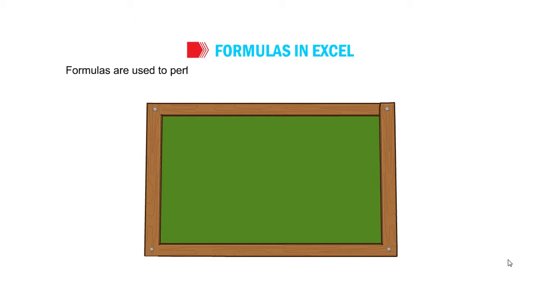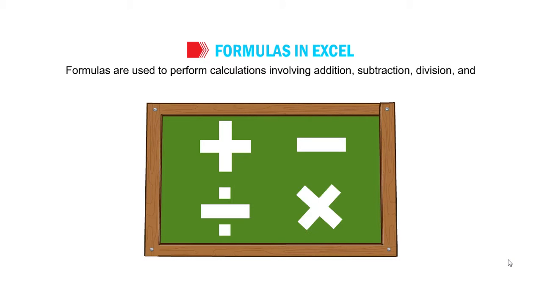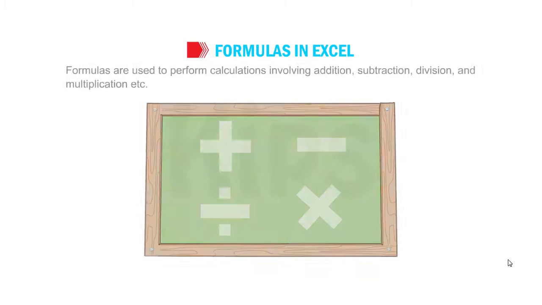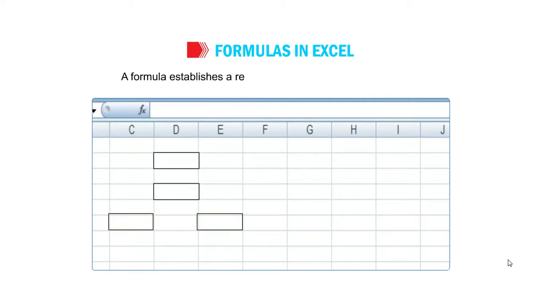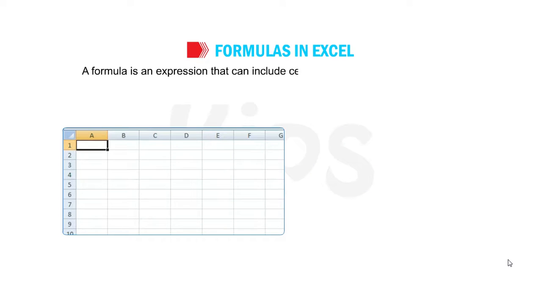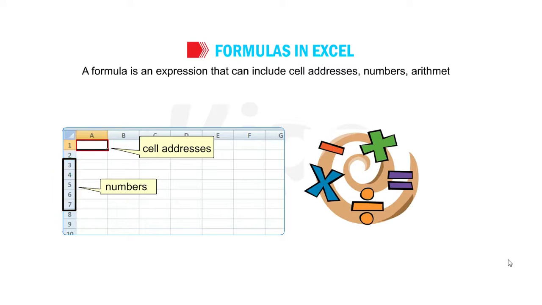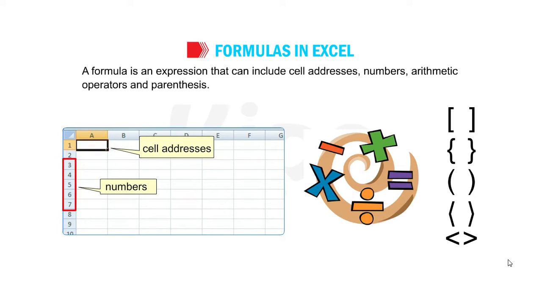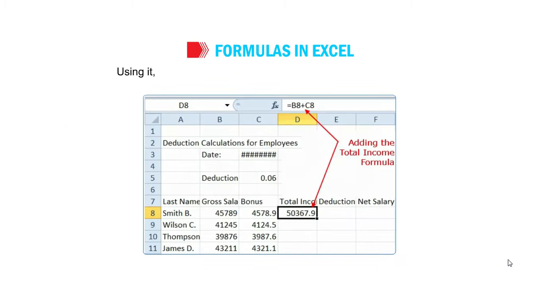Formulas are used to perform calculations involving addition, subtraction, division, and multiplication, etc. A formula establishes a relationship between two or more cells. A formula is an expression that can include cell addresses, numbers, arithmetic operators, and parentheses. Using it, you can perform simple as well as complex calculations.